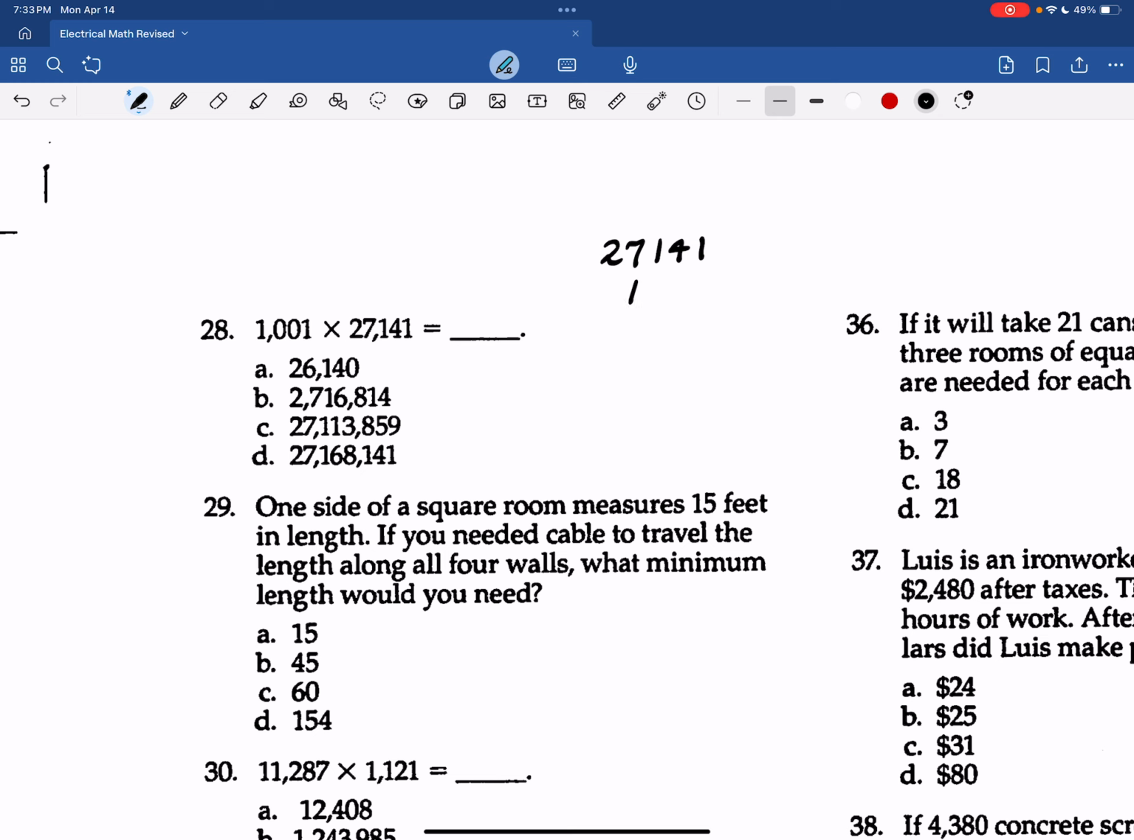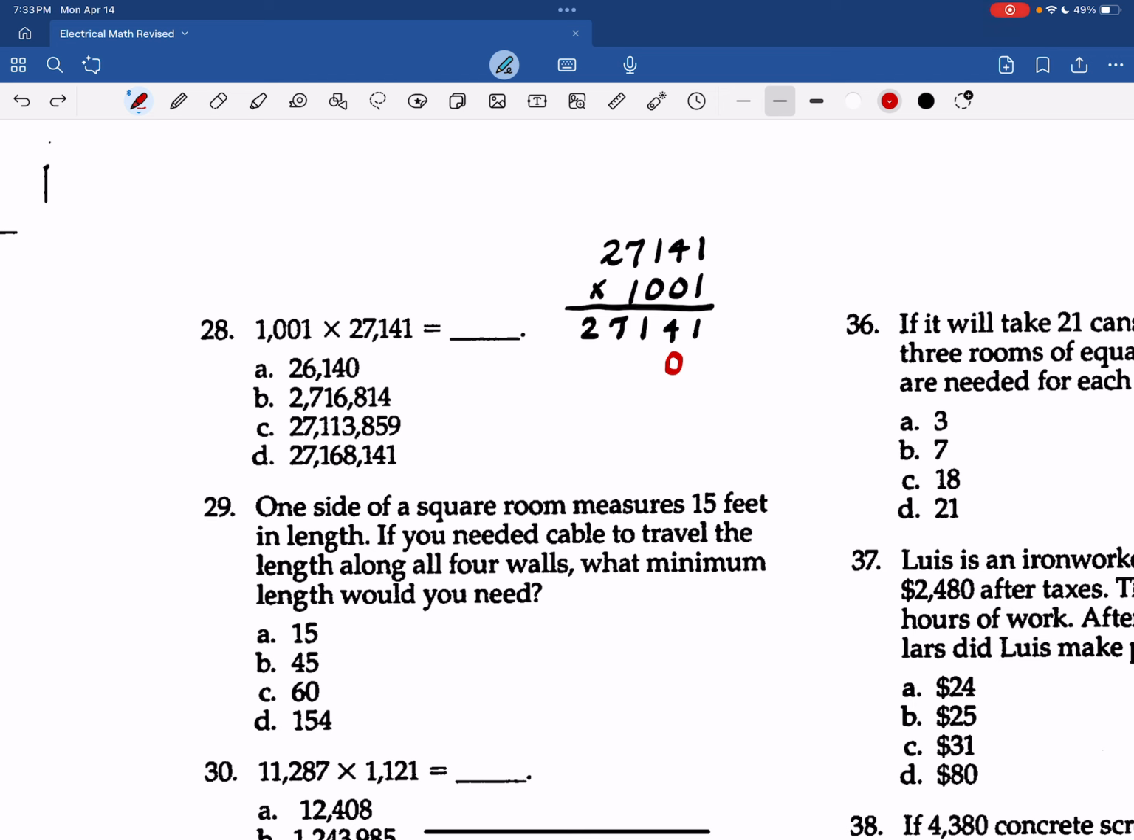27,141 times 1,001. 1 times 1, 1 times 4, 1 times 1, 1 times 7, 1 times 2. I'm going to put in a placeholder for each of those zeros.